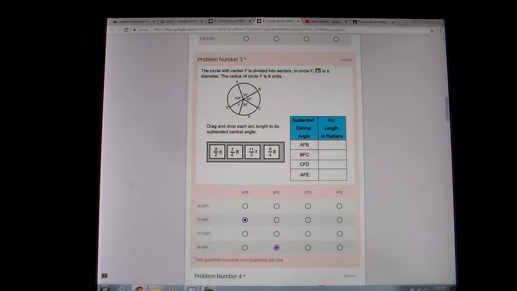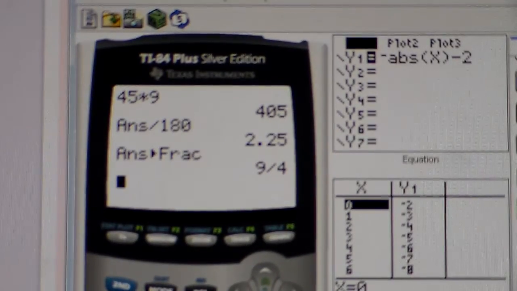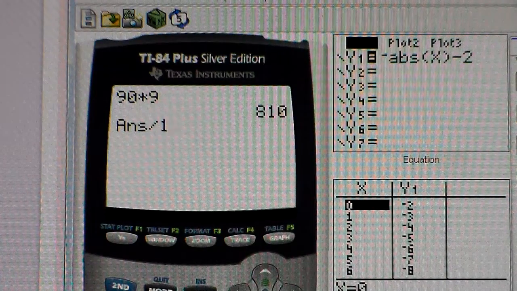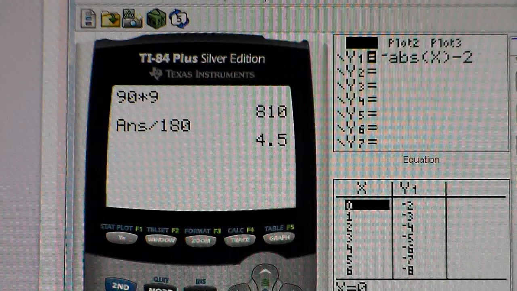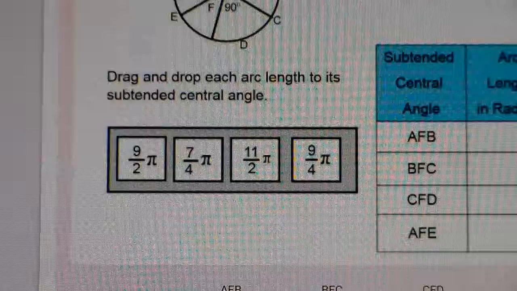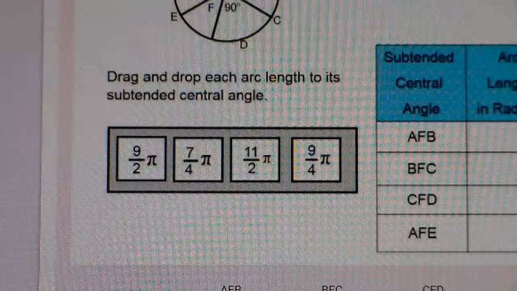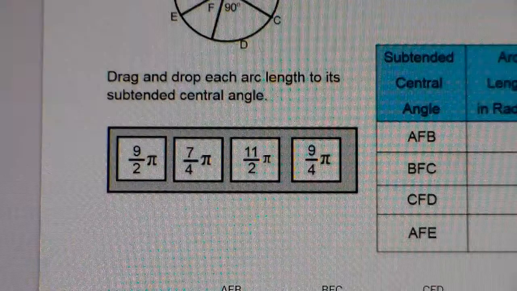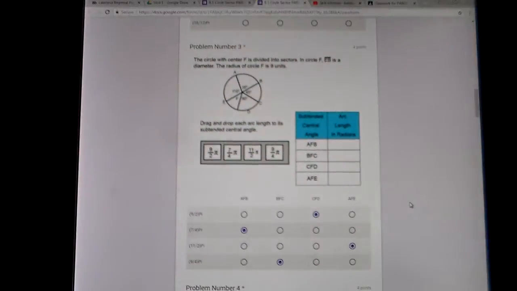90 degrees, so 90 times 9 divided by 180. We get 4.5, math 1, enter. We get 9/2. So 9/2 is the answer for this next one. So angle CFD is 9/2 pi, that'd be the first option, up top. We click that button right there. And AFE, by process of elimination, you know that's 11/2 pi. And we located that button. And that's how you submit your answers using this Google form.